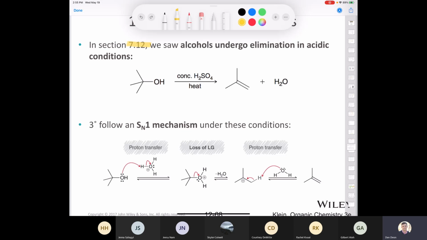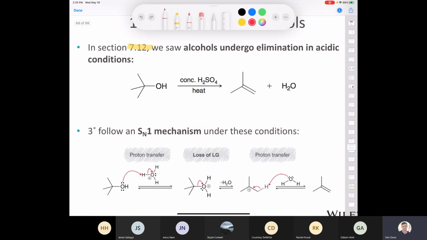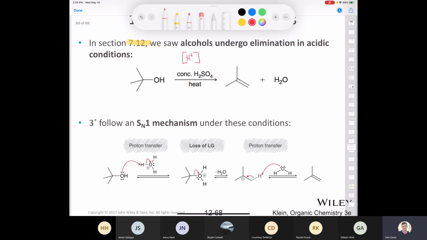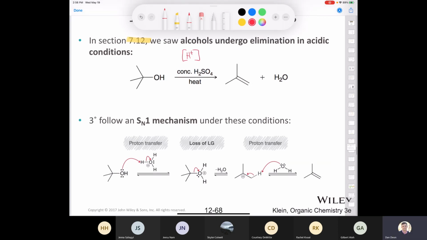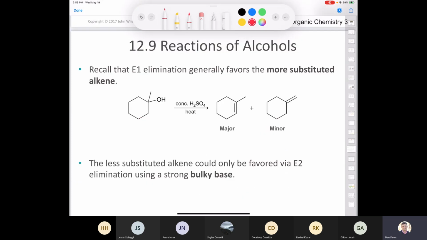Then we do a proton transfer at the end to produce the alkene. Very good reaction, very powerful reaction. What's nice about this reaction is that you're only using a catalytic amount of H+, only a catalytic amount. And so this reaction has very good atom economy. When we think about wanting to try to do organic chemistry as green as possible without creating much waste.